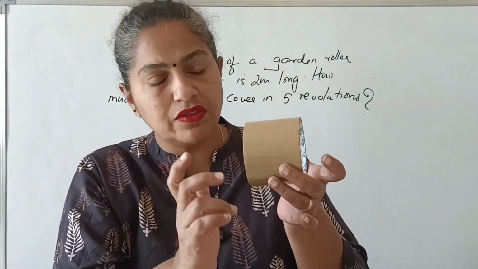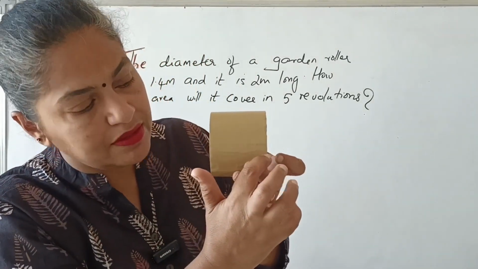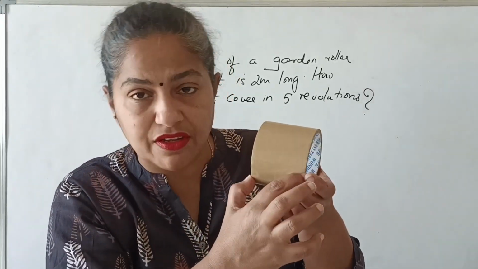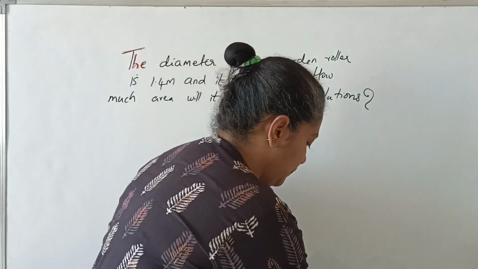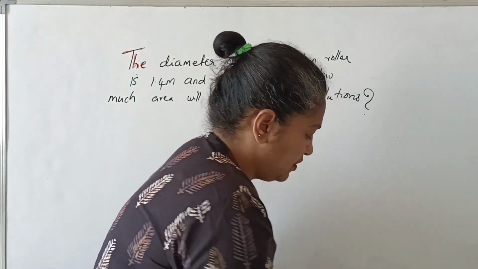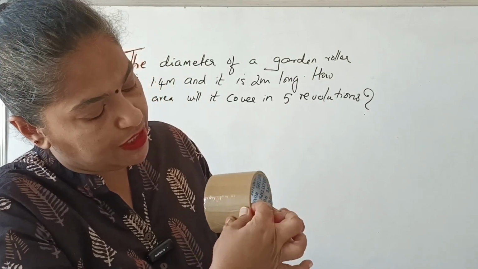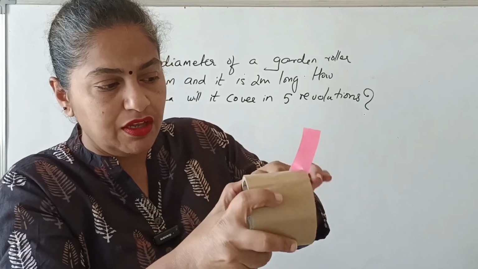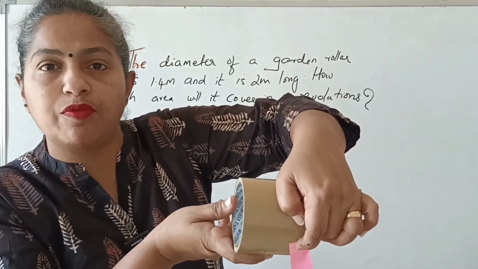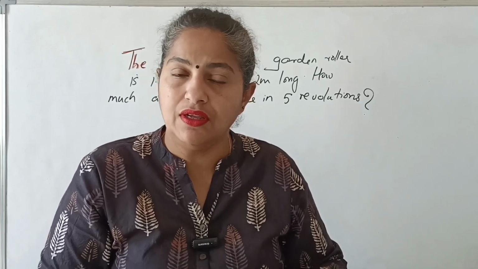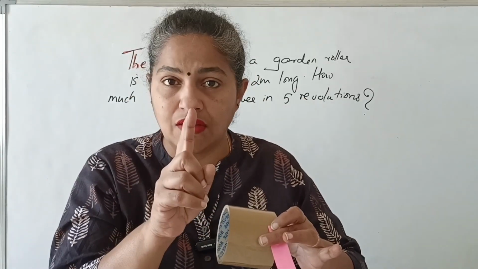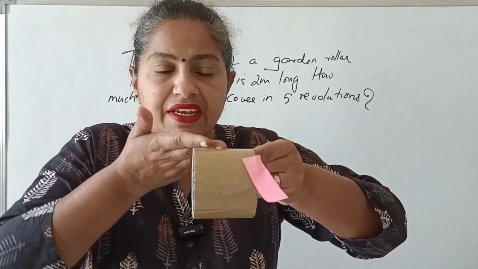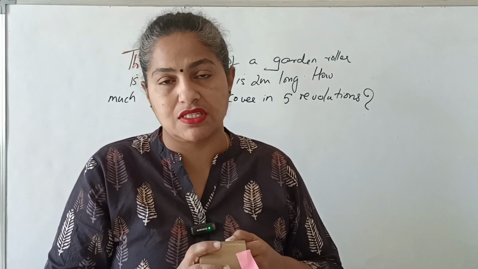Now, suppose this is the point where it starts to move from, or the point where it is touching the ground. I'll keep a post-it over here. Now it is rolling like this, and when it comes back into that particular position, we say it is one revolution. The complete one cycle is one revolution. So what happens in that complete one cycle? The entire curved surface area gets covered once.